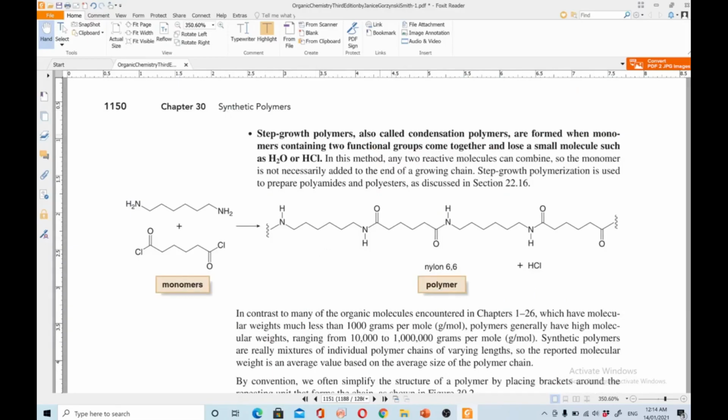Step growth polymers, also called condensation polymers, are formed when monomers containing two functional groups come together and lose a small molecule such as water or HCl. For example, this diamine and this diacid chloride, these are the two monomers. If they join together, a polymerization reaction can take place and it can give you the nylon 6,6 polymer.